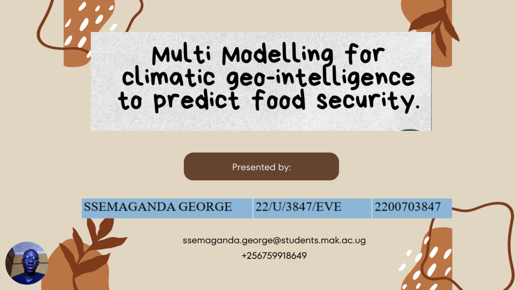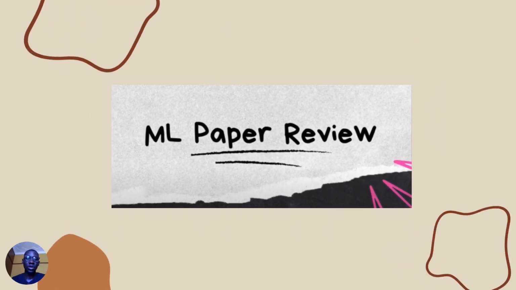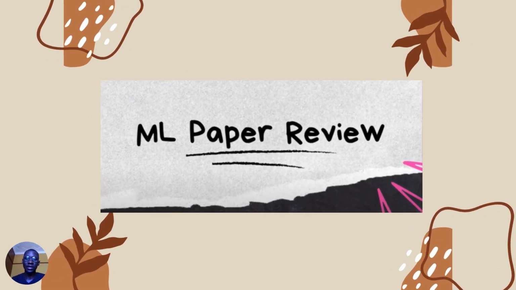Today, I'm going to do a presentation about a machine learning review paper. Our project is modeling for climatic geointelligence to predict food security. My name is Semaganda George. My students' details are in here. So I'm doing a review for a machine learning paper.